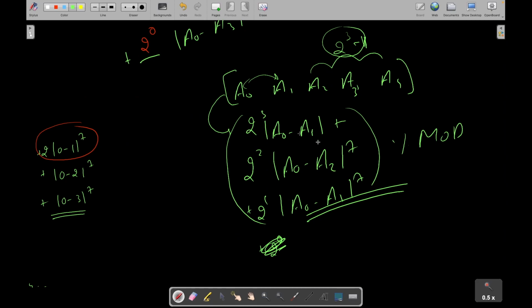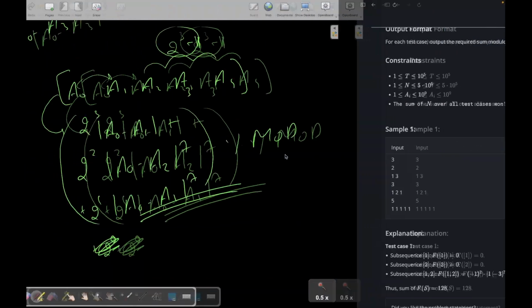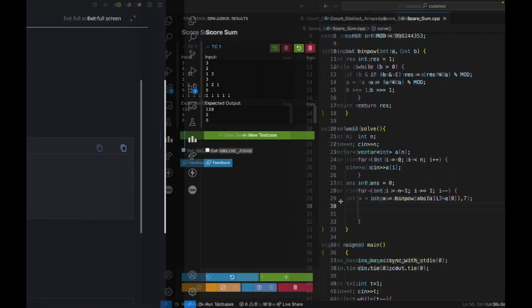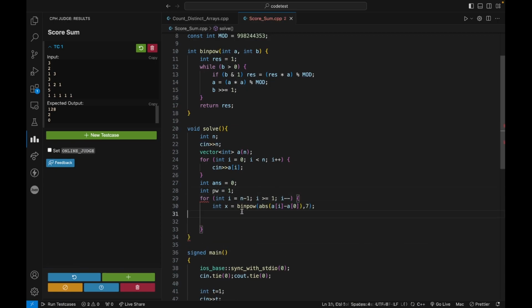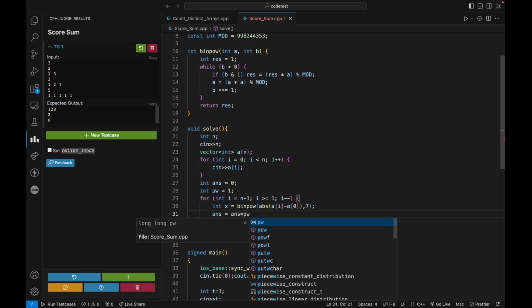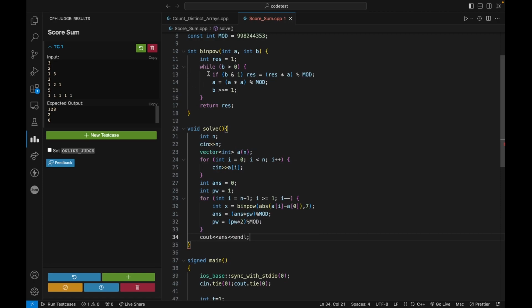And then what we did was we need to multiply the power of 2. So what we can do is let's create a variable, and like an answer is equal to answer times this power and take mod, and after that I will just do pw times 2 and take the modulus and print out answer, and I think this should work.